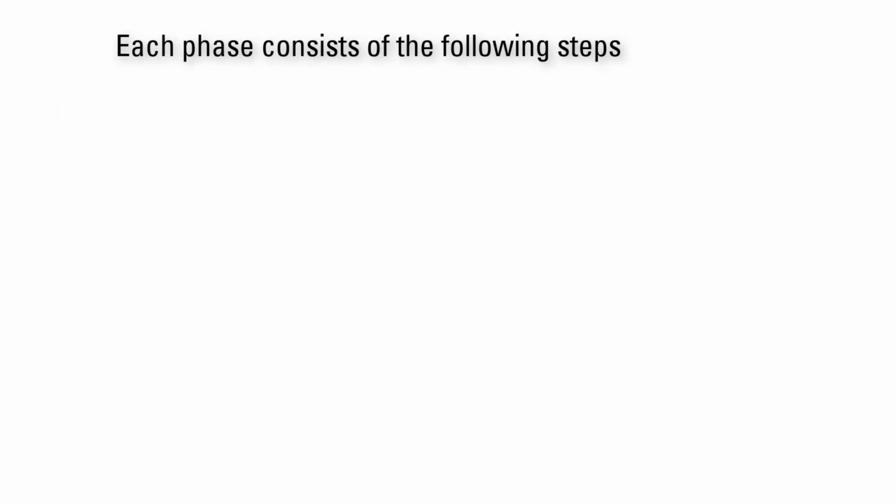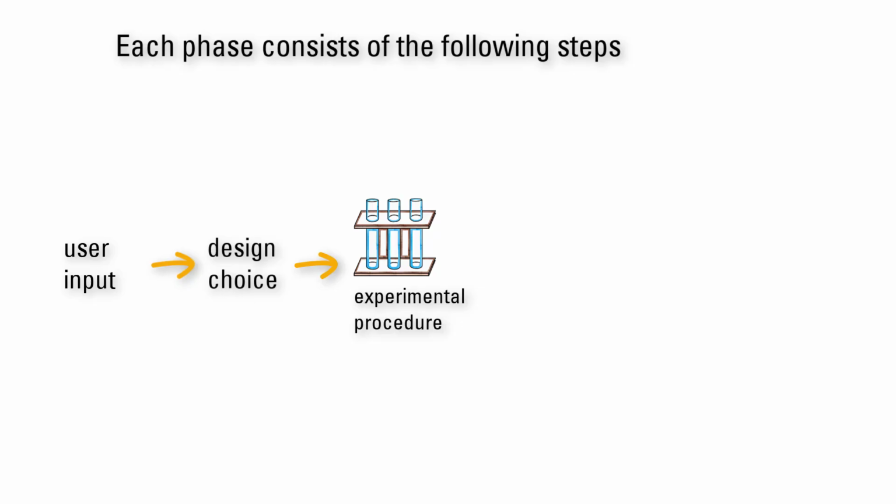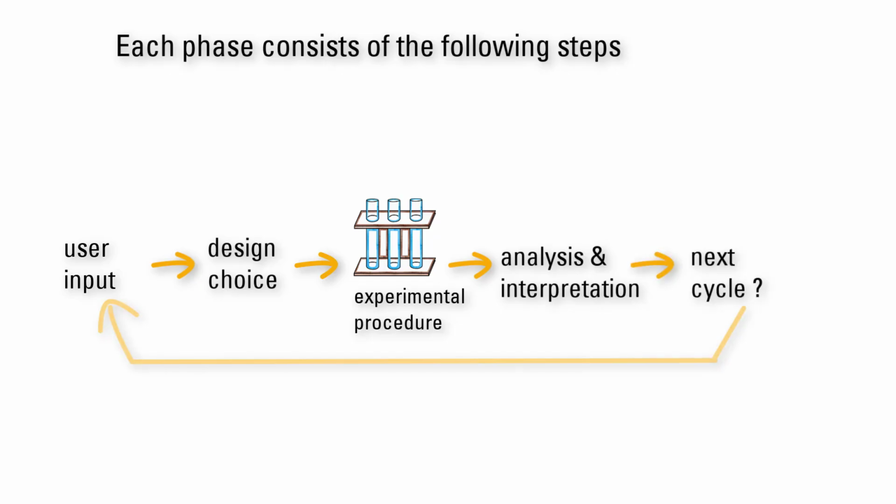Each of the three mentioned phases is structured in the same way. Based on the user input, the design generation and choice takes place. The user performs the suggested experiments and enters the results. Then the user can analyze the results with STAVEX. If necessary, a new cycle is proposed and initialized.